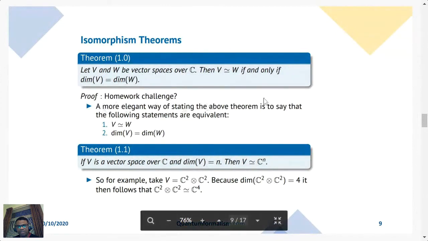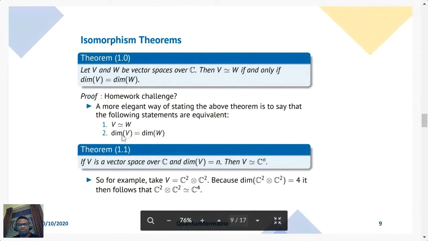Maybe another way of saying this is that these statements are equivalent, by which we mean one implies the other. So if V and W are isomorphic, then it immediately follows that the dimensions of V and W are the same, and vice versa.